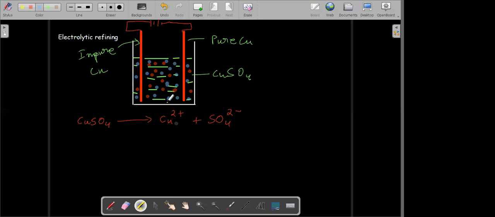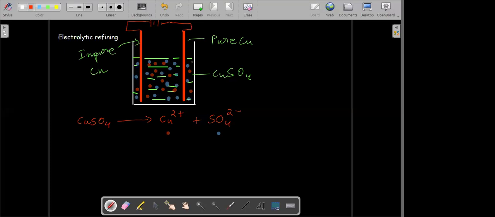Okay. So these sulfate ions I have represented with this blue dot. Copper ions I have represented with these red dots. All right. So the solution contains a lot of copper ions and sulfate ions. Now when I turn on the switch, when the two electrodes are connected with the electricity, the two ions start moving. The copper 2+ ions start traveling towards the negative electrode.